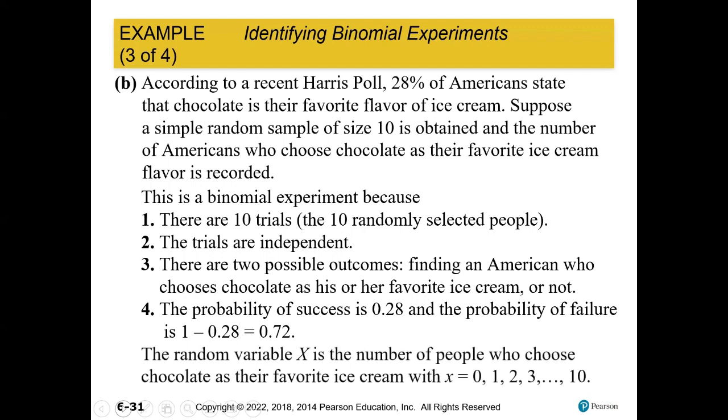And in our random sample of 10, we could have none, 1, 2, 3, all the way up to 10 that choose chocolate. We could have any one of those possibilities be our 10. And if we sampled another 10, it could be a different value. Who said chocolate was their favorite?